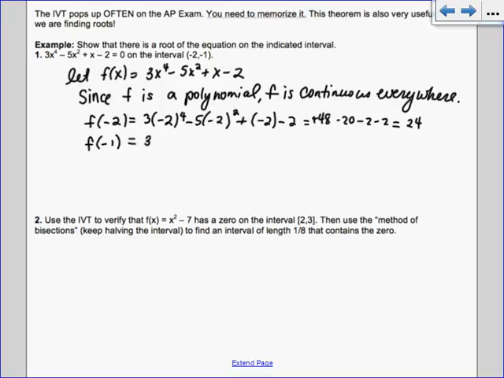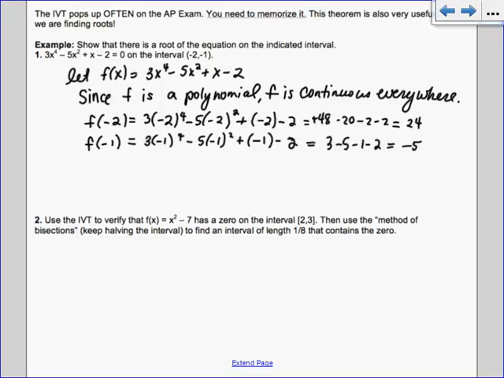All right, and then -1, so 3 times -1 to the fourth minus 5 times -1 squared plus -1 minus 2. So what do we get? So we have 3 minus 5 minus 1 minus 2, negative 5.